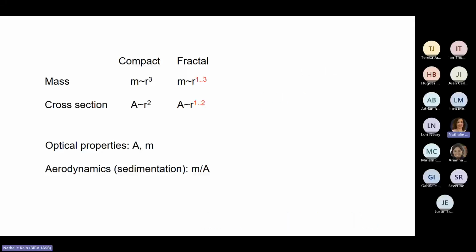In any case, what this is important for is, you have a mass which depends on some size power, and the cross sections. And this is different for these two aggregates. So this is important for the optical properties. If you really want to deal with aggregates, it matters if you have a CCA or a complex thing. And it's important for aerodynamics because the mass, for example in sedimentation, matters for the speed, with gravity, and the cross-section would be more important for the particle drag.